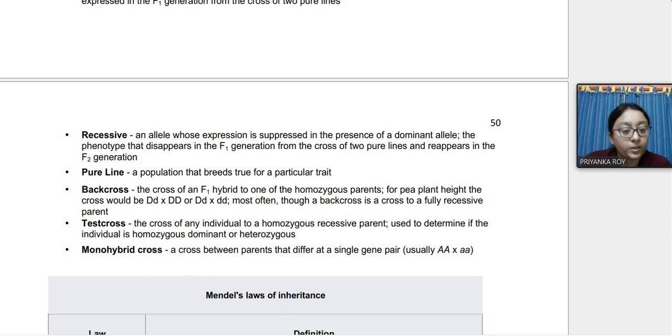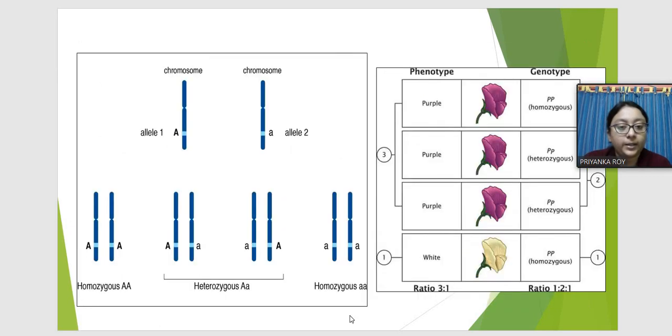Now coming to backcross and test cross. For that, let us first understand phenotype and genotype.